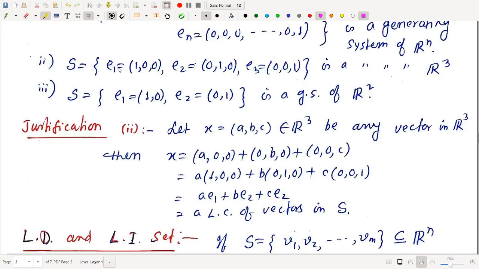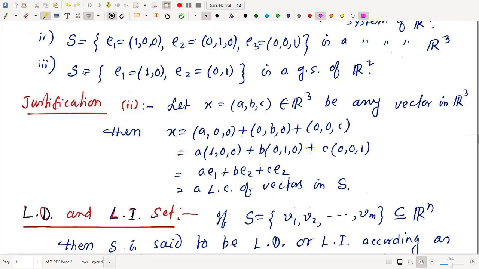And number 2, the set e1 (1,0,0), e2 (0,1,0), e3 (0,0,1) is a generating system of R cube, 3-dimensional space. Nothing but i cap, j cap, k cap in vector algebra. e1 is here i cap, e2 is j cap, e3 is k cap. So this is generating system of R cube. Similarly, the set S with e1 and e2, e1 means here (1,0), e2 means (0,1), is a generating system of R square, 2-dimensional space. Let us justify Roman 2, how it is generating system.